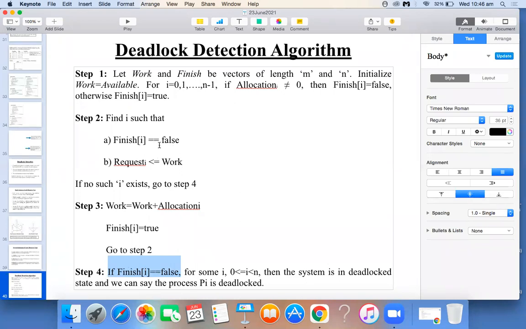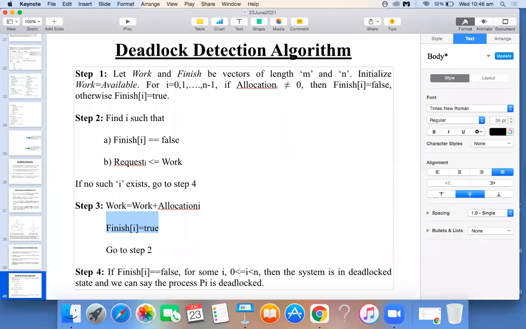So if step number 2 is true, meaning request of I is less than or equal to work, then you go to step number 3. What are we doing in step number 3? In step number 3 we are checking work is equal to work plus allocation of I. We are going to add and calculate the new work. Clear with this?